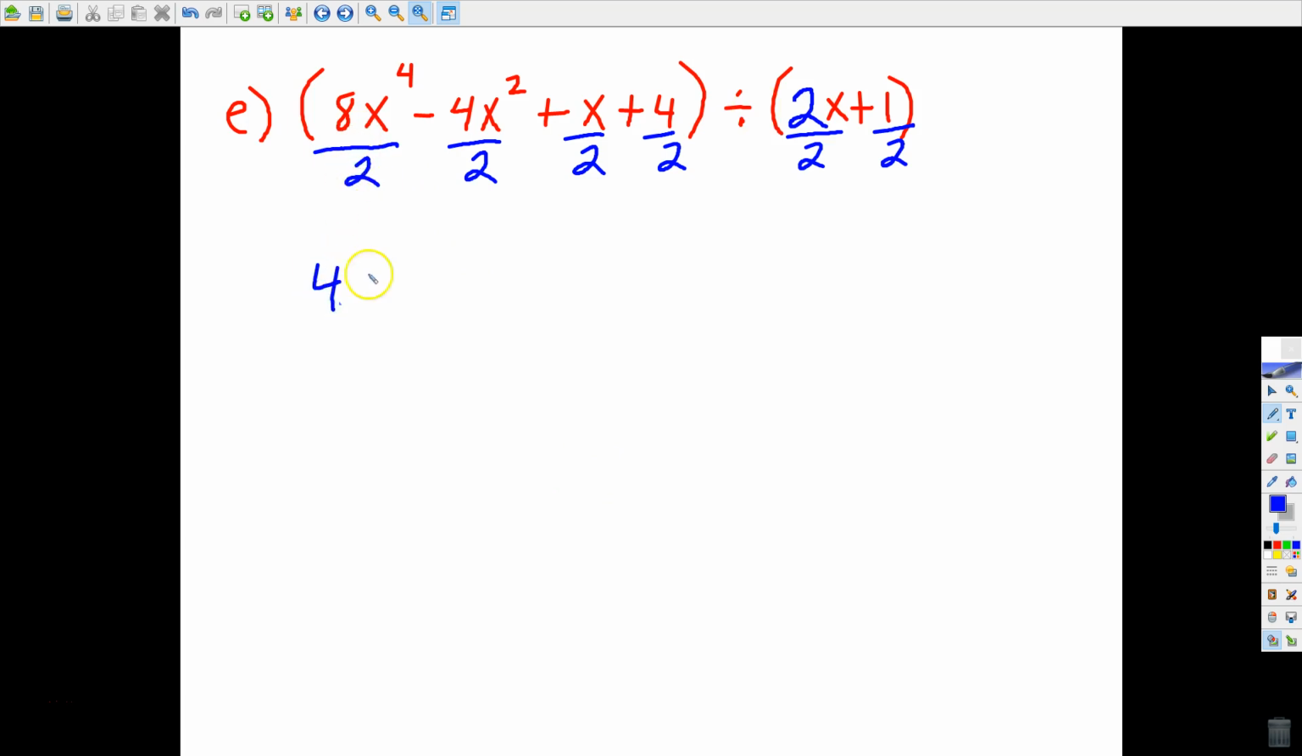This is going to be 4x to the 4th. What should we put in here? 0. We jumped over the cubic term. Now we're down to the squared. 2x squared.